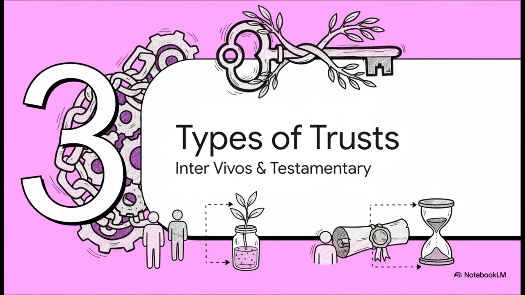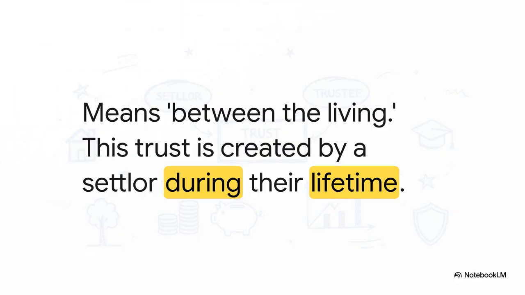Okay, so we've established that trusts have this huge tax advantage. But not all trusts are created equal. Let's break down the two main categories you're going to encounter, and they're distinguished by when they come into existence. The first kind is called an inter vivos trust. It's Latin, and it literally means between the living. So a simple way to think of it is as a living trust. It's created by the settlor, and it becomes active and starts operating while the settlor is still alive.